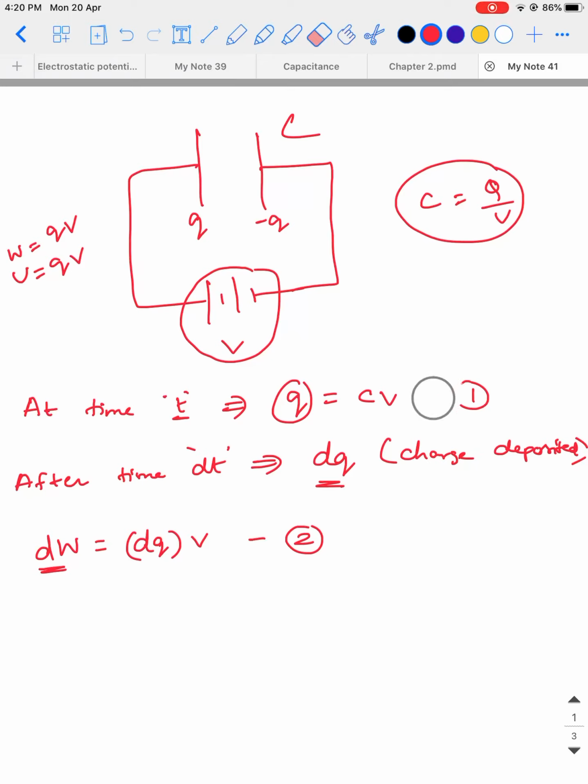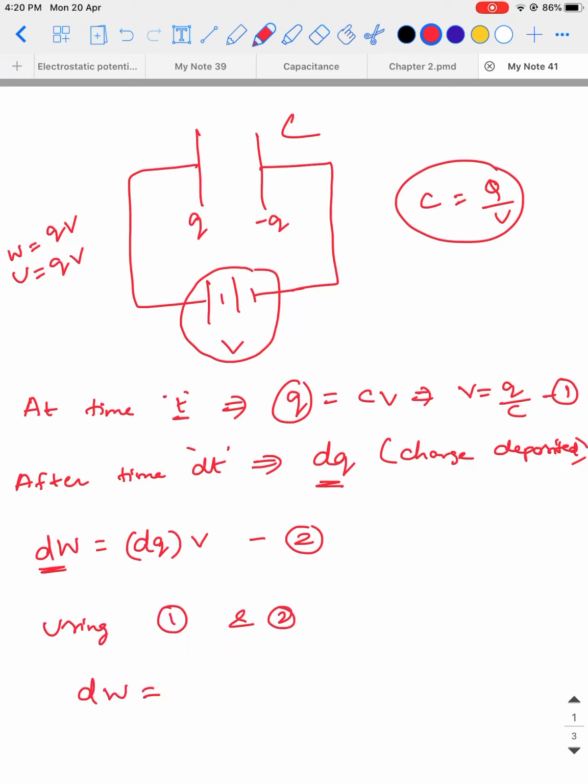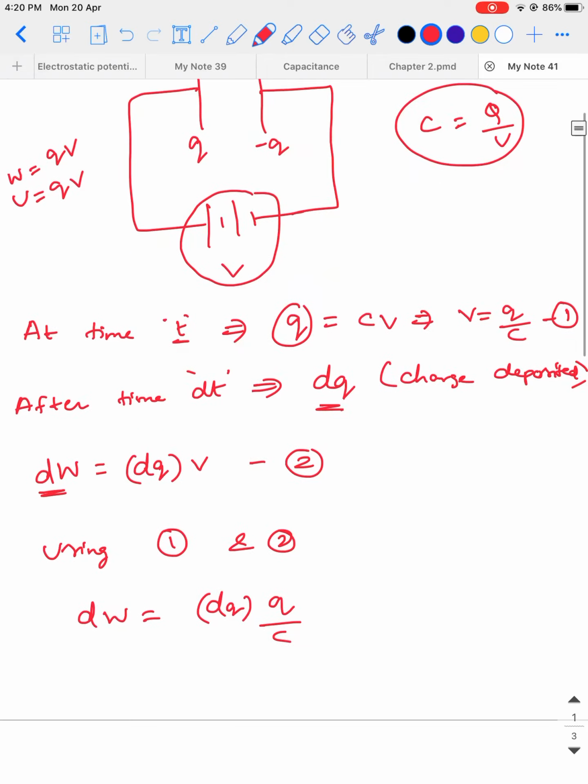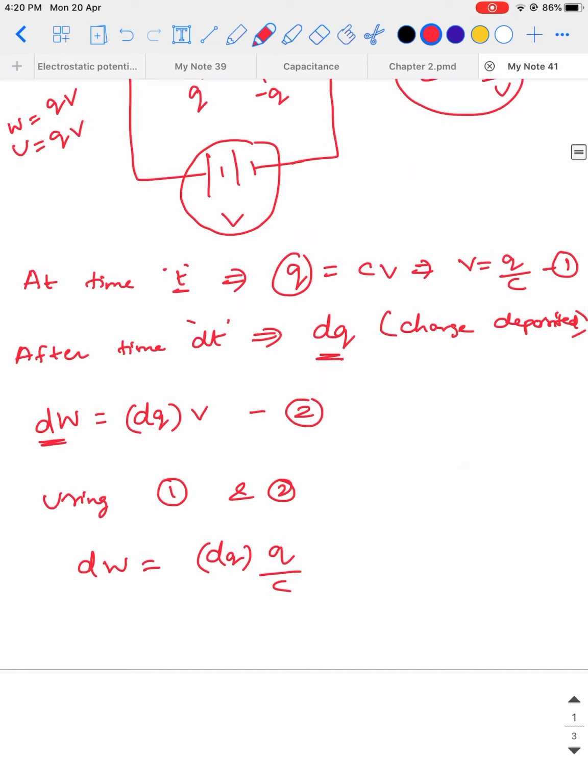A small correction. Q is equal to CV, so from this we will write V is equal to Q by C. Let me take this as equation number 1. Now using 1 and 2, what can we write? dW will be equal to dq into Q divided by C. So this is the amount of work that is done in time dt.